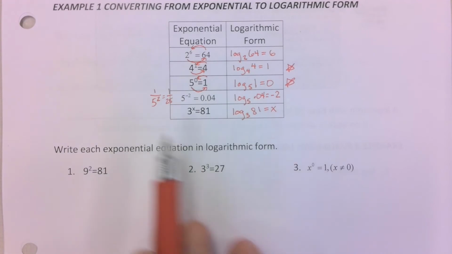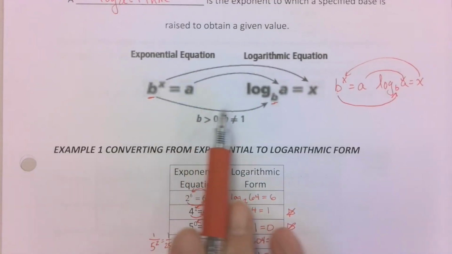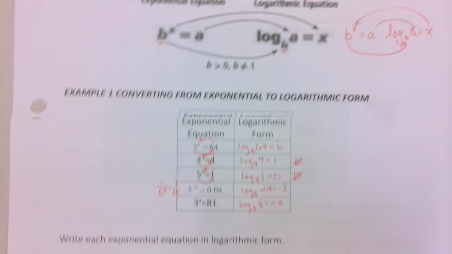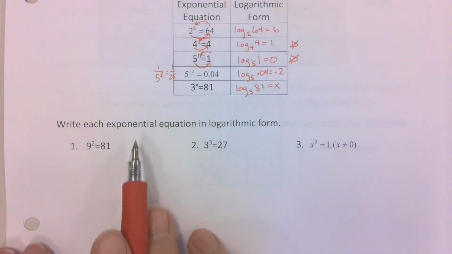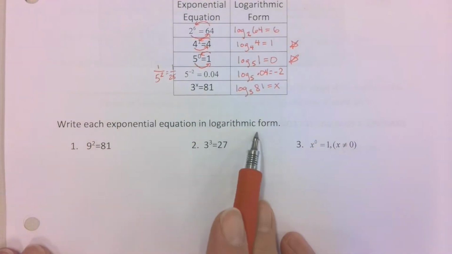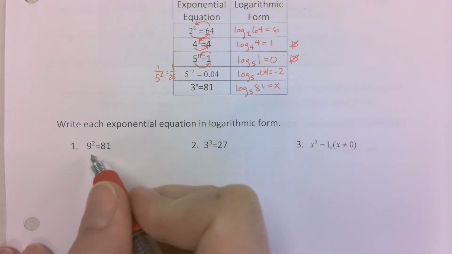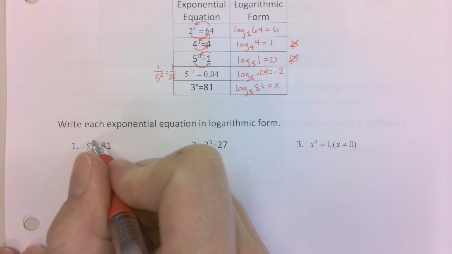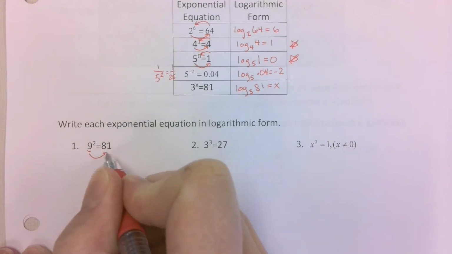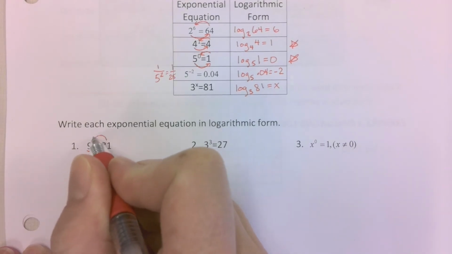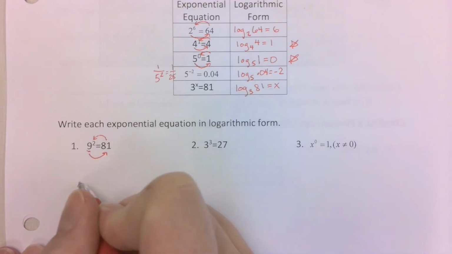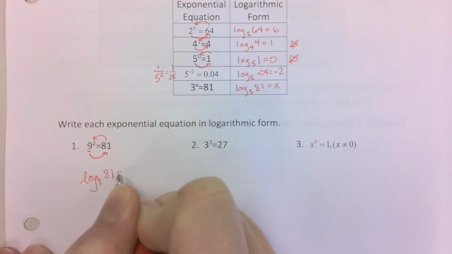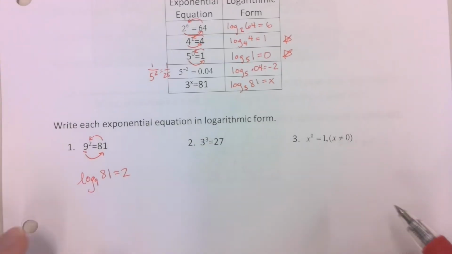All right, so we have a couple examples here. So using our rule up here, this is a good guide, something to put on a note card so you have it for reference. We are going to change these from exponential equations to logarithmic form. So I have 9 squared equals 81. My base is 9, my power is 2. So log base 9 of 81 is 2. That's sort of the flow there.